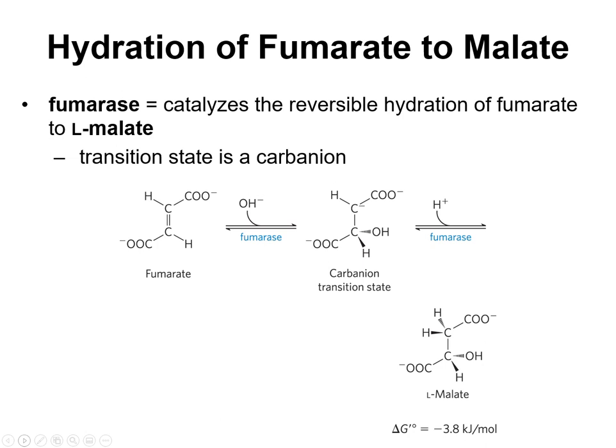Now we have the hydration of fumarate to malate. So we're almost done with the citric acid cycle. We generate L-malate. Fumarase is a very stereospecific enzyme. And the transition state uses a carbocation. Again, we're not going to go through the mechanism here. You're not required to know this mechanism, but know that it is a reversible hydration, and it uses a carbanion to accomplish this.